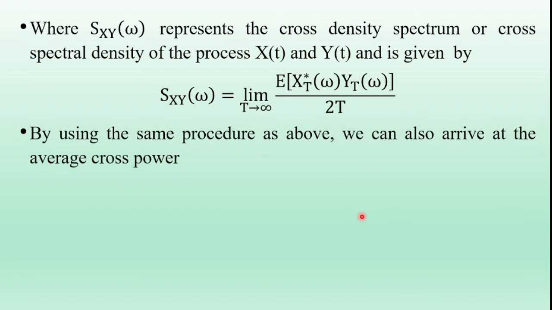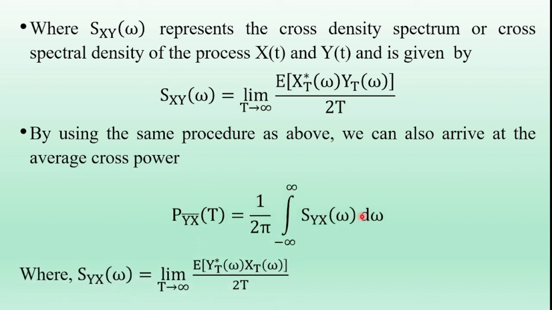By using the same procedure as above, we can also arrive at S_yx(omega), which is equal to the limit as T tends to infinity of the expectation of Y_T conjugate(omega) X_T(omega) divided by 2T, and the average cross power P_yx bar is equal to 1 by 2 pi times the integral from minus infinity to infinity of S_yx(omega) d omega.